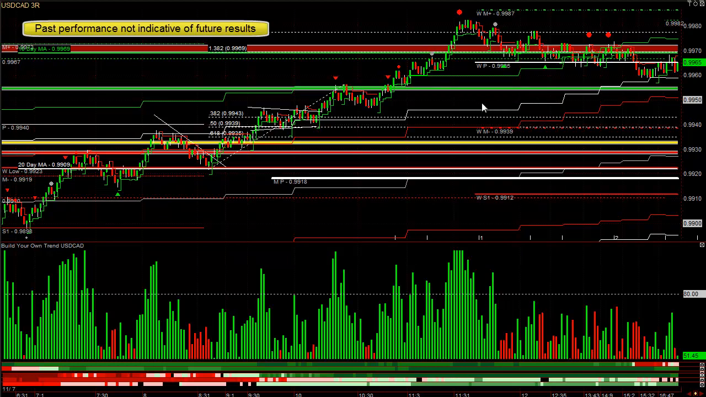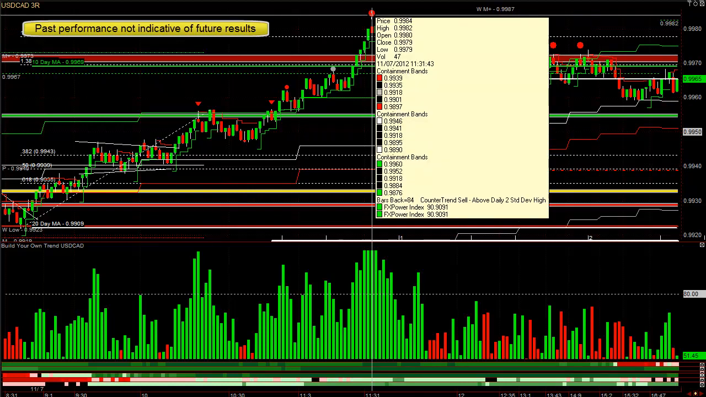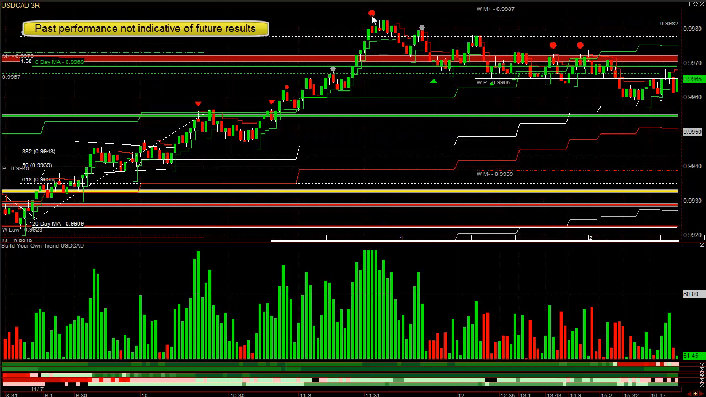And typically what I do is, if I see it going up with this much strength, I'm going to wait for the first red bar right here. There was a huge counter trend sell signal up here. If you click on it, it says above daily 2 standard deviation high. This thing's just gone up too much. There's a 95% chance it's going to pull back 15, 25 pips.